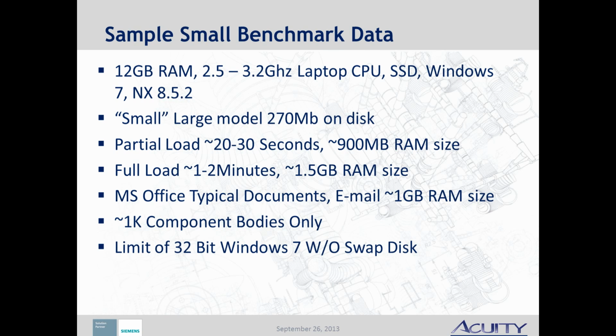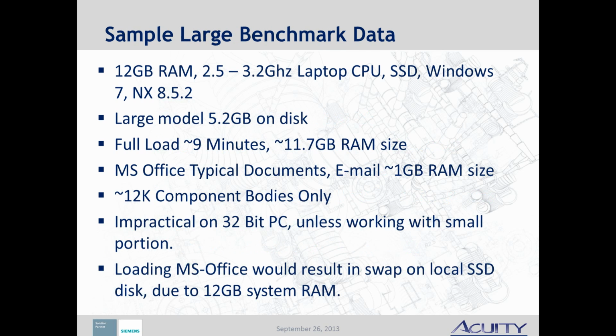So we also ran a large benchmark, same machine, but this time it was the full airplane. It was a large model, 5.2 gigabytes of on-disk data for NX. Full load took 9 minutes, and that peaked out at just a little under 12 gigabytes of RAM. So that was the limit for this machine without Microsoft Office. There was no room to load Office without pushing it into Swap.